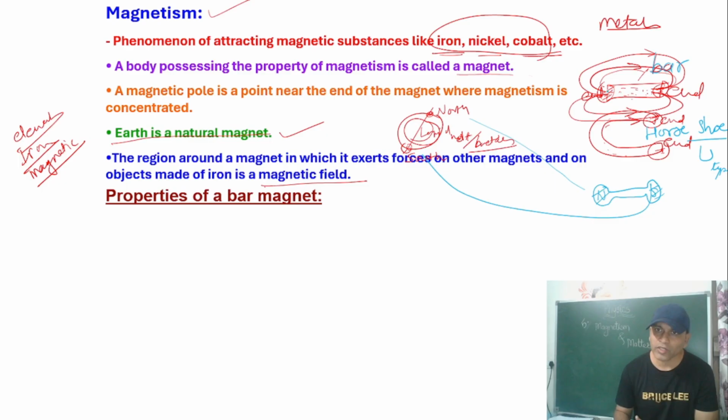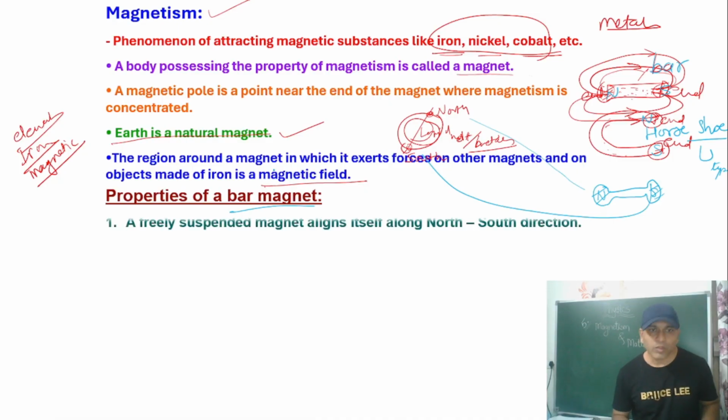So each one will also have north and south. This one also has north and south. Now, about the horseshoe type, you have to hang it in a certain position so that they both show this phenomenon of pointing towards the north and south. That you have to understand, and later on we will discuss it. But in this chapter we are only going to discuss the properties of a bar magnet. Means we are considering the magnet to be a bar magnet, and with respect to that we will discuss its properties.